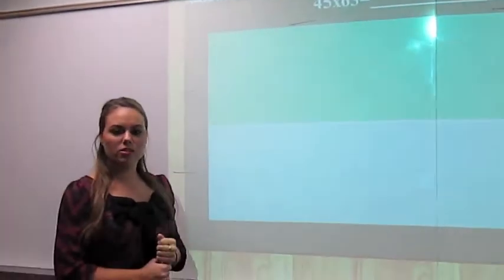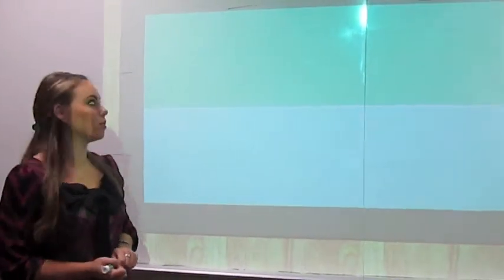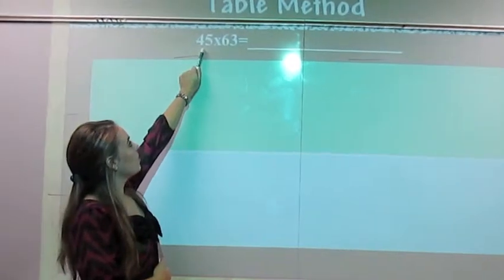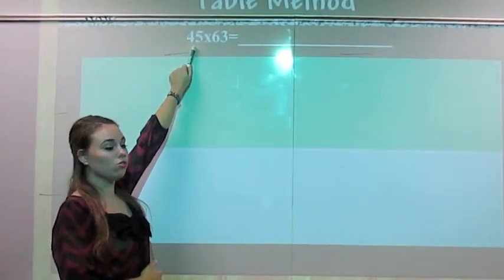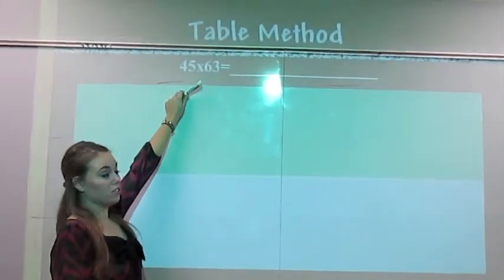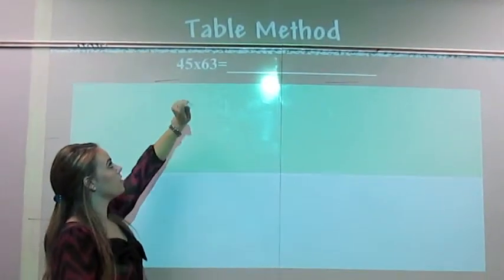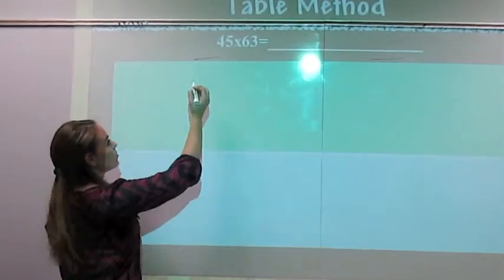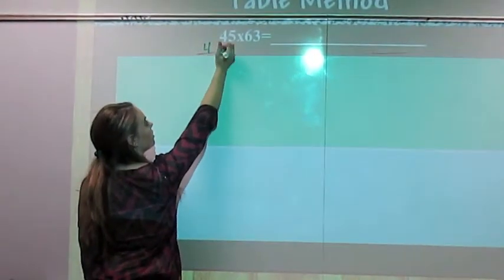Now we're going to break apart those numbers into benchmark numbers. So first let's start with 45. 45 can be broken down into two benchmark numbers pretty easily, 40 and 5. And we're going to put those numbers on our chart. We're going to put those numbers above the dark green.